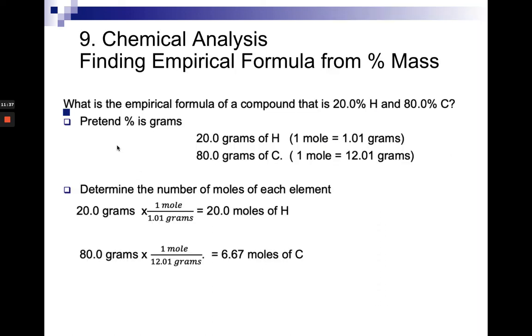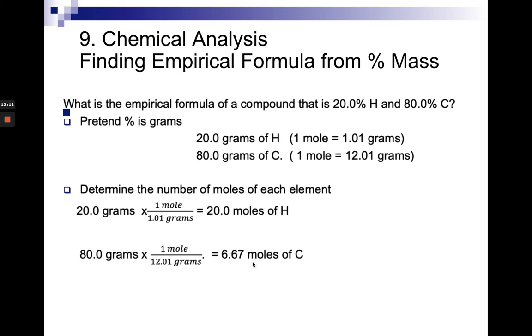So first of all, you're going to pretend the percent is grams. So instead of having 20% and 80%, we have 20 grams of hydrogen and 80 grams of carbon, which is how much we would have if we had 100 grams. Again, we're going to remember 1 mole of hydrogen is 1.01 grams and 1 mole of carbon is 12.01 grams. We got those from the periodic table. We're going to determine the number of moles of each element. So 20 grams divided by 1.01 is just about 20. 80 grams divided by 12.01 grams is about 6.67 moles of carbon.